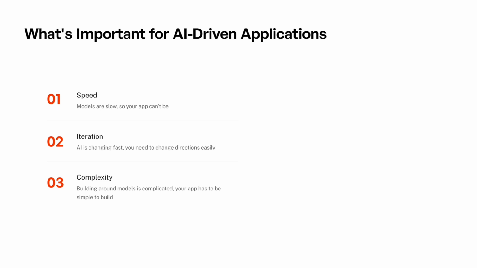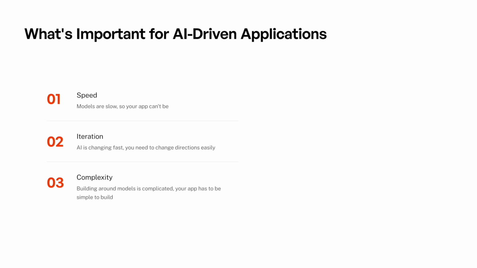Number one is speed. These models are groundbreaking, but are still exceptionally slow, meaning the speed of all your infrastructure around these models is make or break when it comes to your application. Number two is iteration. In an AI-driven world, it becomes a lot easier to build applications. This is a good thing for developers, but it means you also have to be more careful about what tech stack you use and how fast you can change direction.